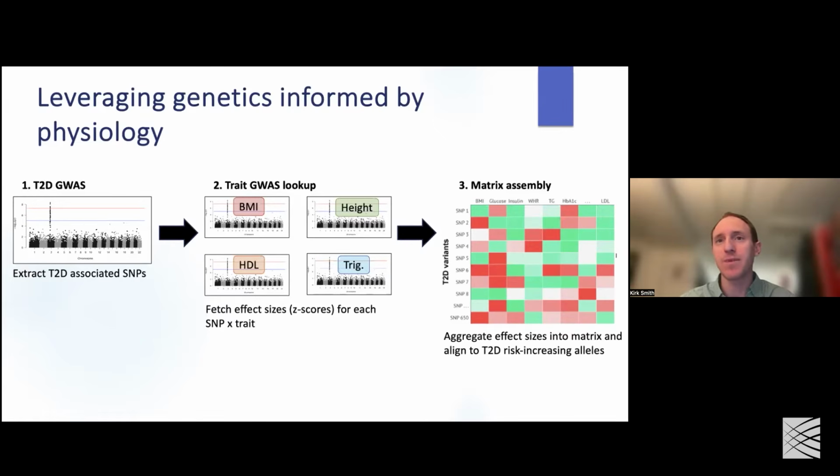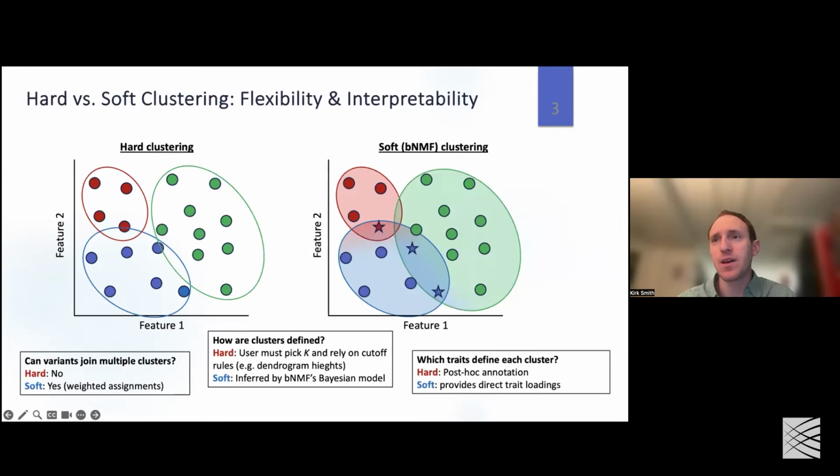What you're seeing here on this slide is essentially a very high-level overview of our entire workflow, and it shows you how we go from variants associated to the disease of interest to looking at the traits that those variants are associated with to putting that information into a clustering algorithm. So now the next question is, what clustering approach do we use?